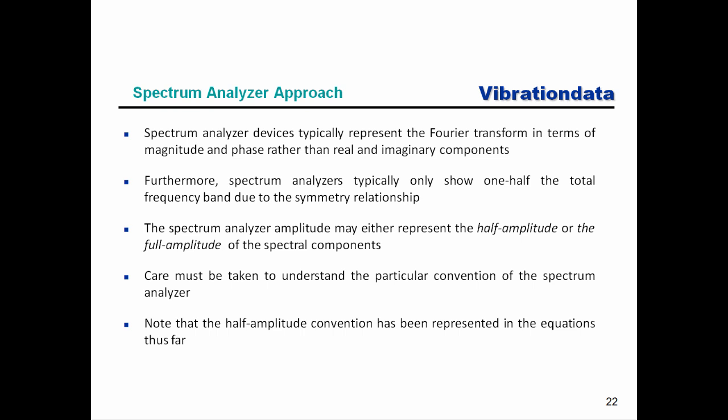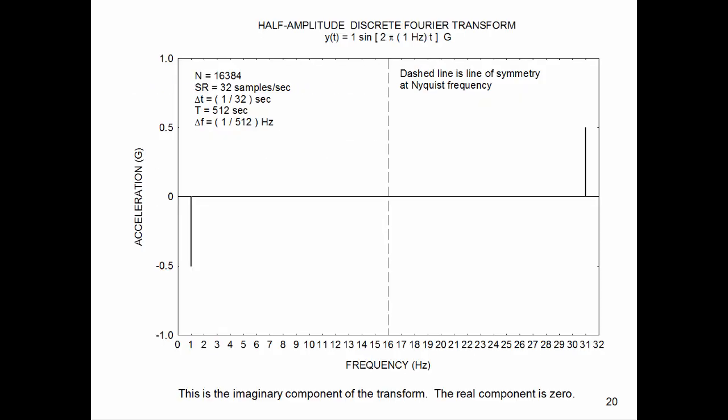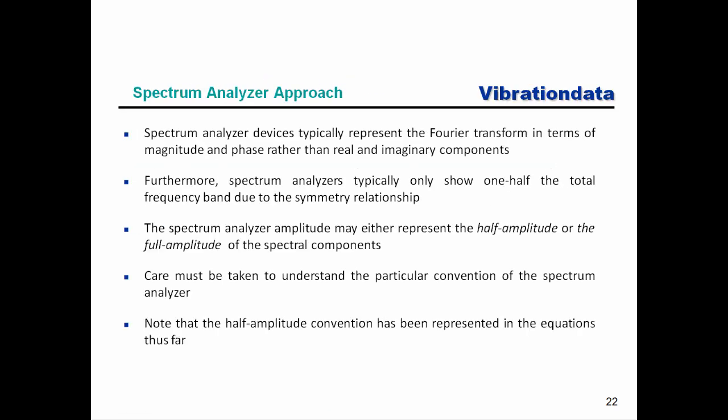The spectrum analyzer is only going to show half the frequency band, due to the symmetry relationship. That's another way of saying we're only going to go up to the Nyquist frequency. The spectrum analyzer may either represent the half amplitude or the full amplitude of the spectral components. When I say half amplitude, the plot might just cut off the second half of the path, and only show a half G at 1 hertz. That's called a half amplitude. But the more common and the more useful convention is to represent the full amplitude, where effectively we just take twice the magnitude of the components.